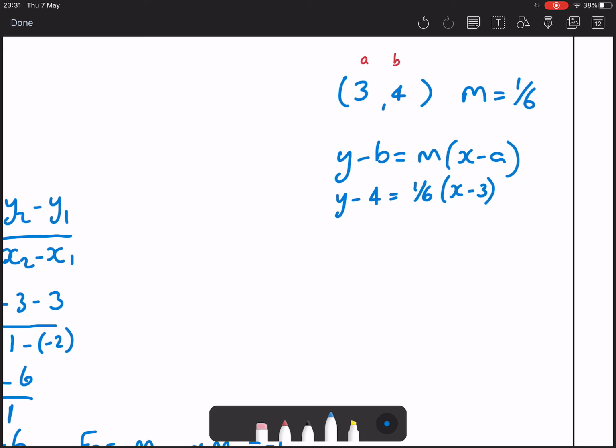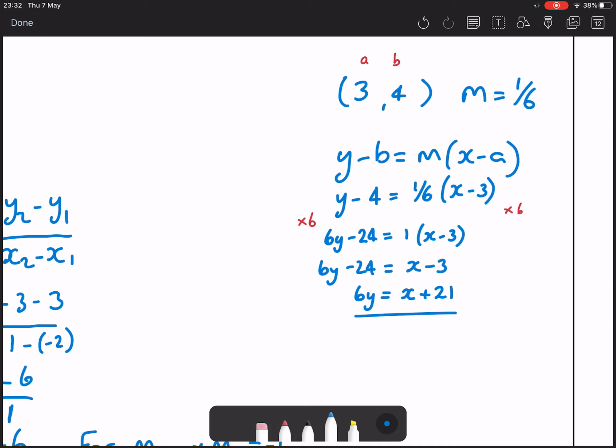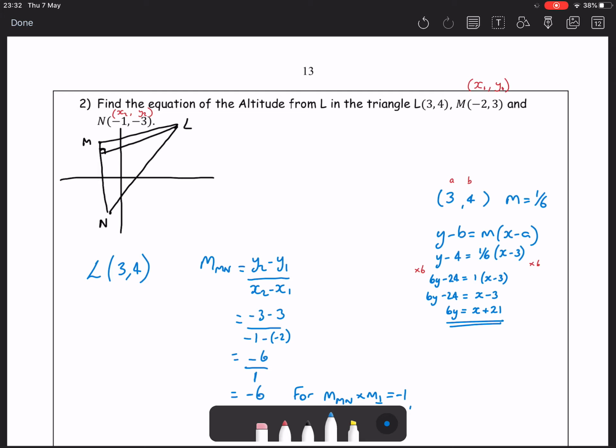In this situation, I do not like my fraction, so let's get rid of that by multiplying both sides by 6. 6y minus 24 is 1 lot of (x minus 3). 6y minus 24 is equal to x minus 3. 6y is equal to x plus 21, adding 24 onto both sides. And that's the equation of my altitude.